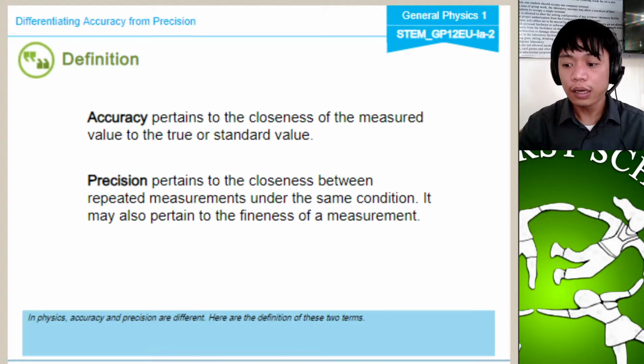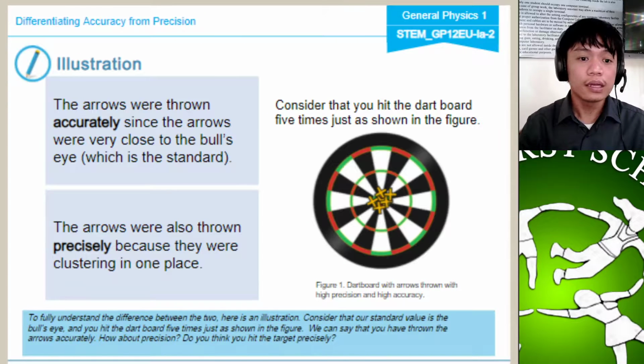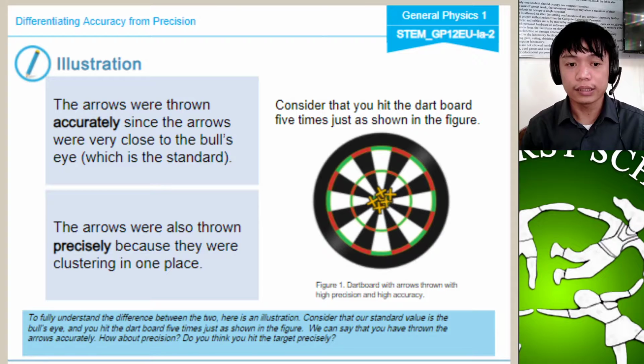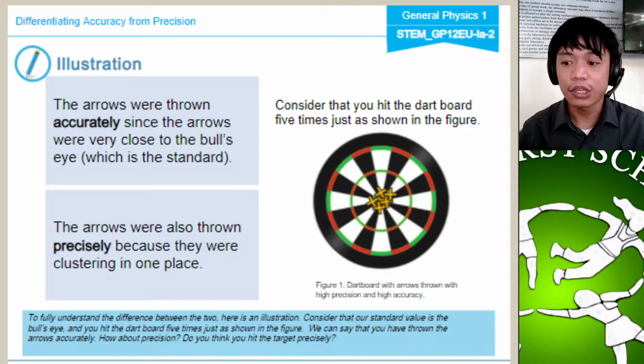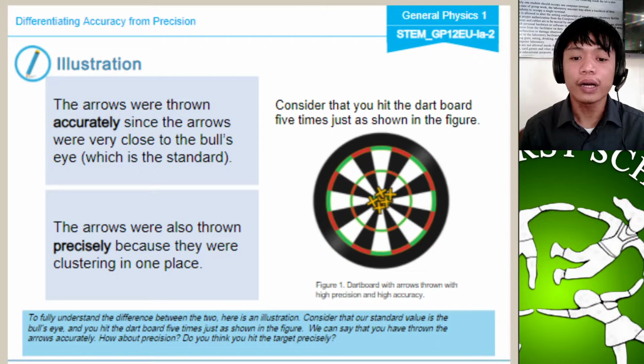Okay? So when we say accuracy, it pertains to the closeness of measured value. When we say precision, closeness between repeated measurements. So take note of that. The arrows were thrown accurately since arrows were very close to the bullseye, which is the standard. Basically, our standard here in playing the dartboard is the bullseye. So kapag natamaan mo yung bullseye, ang ibig sabihin nun, you are accurate. Tama ka, okay? So consider that you hit the dartboard 5 times just as shown in the picture.